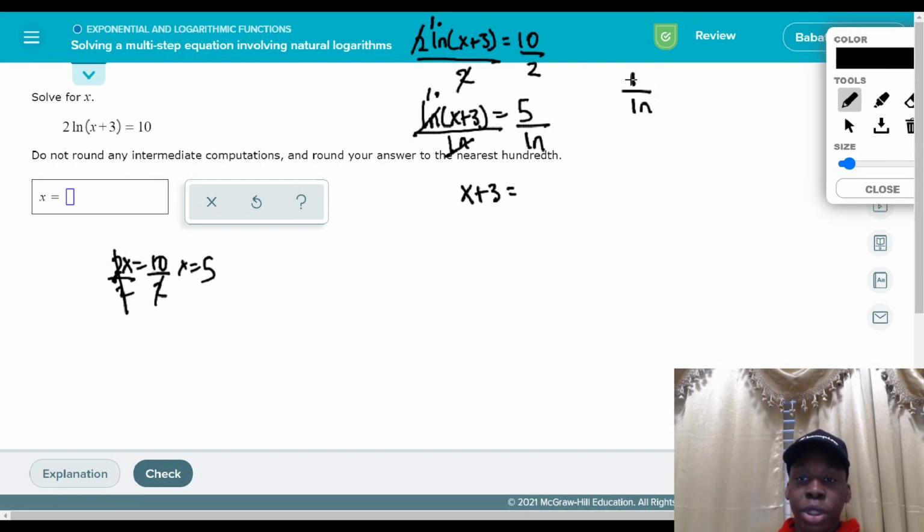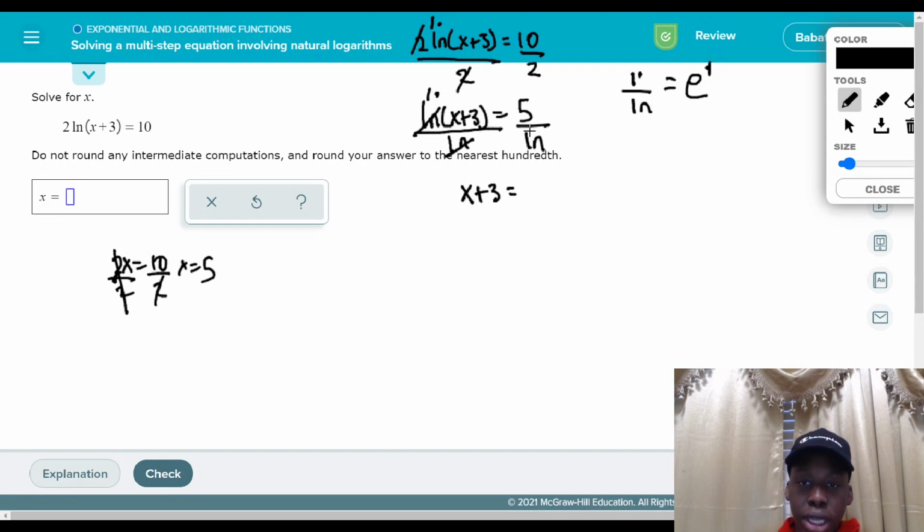Or anything divided, basically as long as ln is at the bottom of the fraction, this is the same thing as exponential to the whatever that is up here. So in this case, this will be exponential 1. Okay, this is e to the power 1.